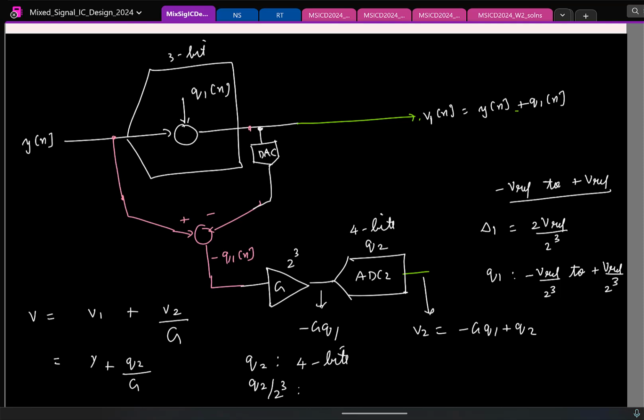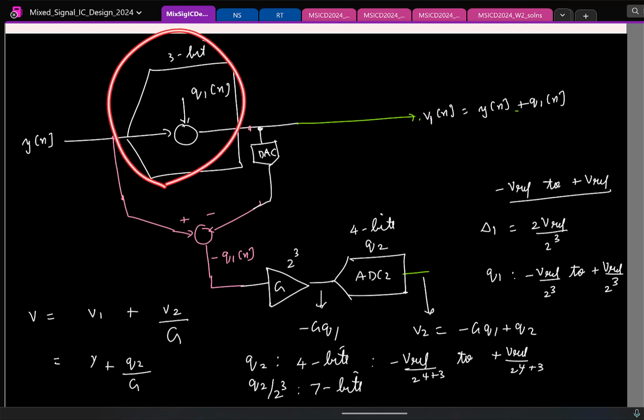Yeah, remember if the quantization noise Q2 can take a range from minus Vref by 2 power 4 to plus Vref by 2 power 4, if I divide it by 2 power 3, it becomes this. So this corresponds to 7 bits of resolution. Fine. So what we have done essentially is I have taken a 3-bit ADC, 4-bit ADC, put some magic blocks here and there, and eventually I see that I have an effective resolution of 7 bits.